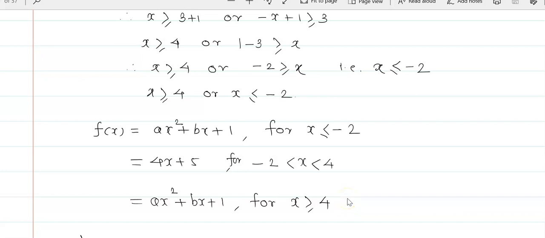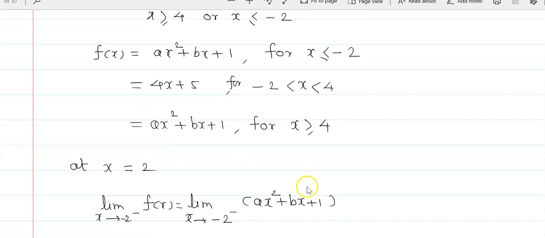Now we'll check the continuity at the two points. Which are the two points where the function breaks? The given function breaks at x = −2 and x = 4. Now here we will check the continuity at x = −2. That is, the left hand side limit of f(x) as x tends to −2.